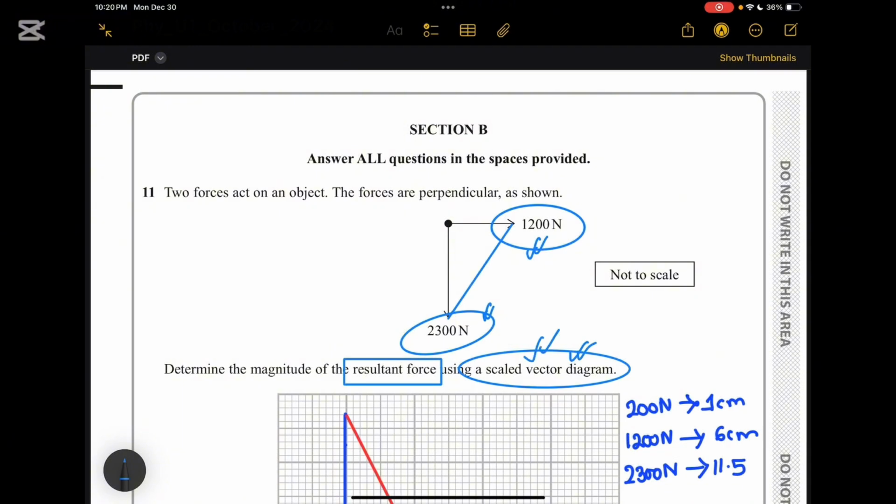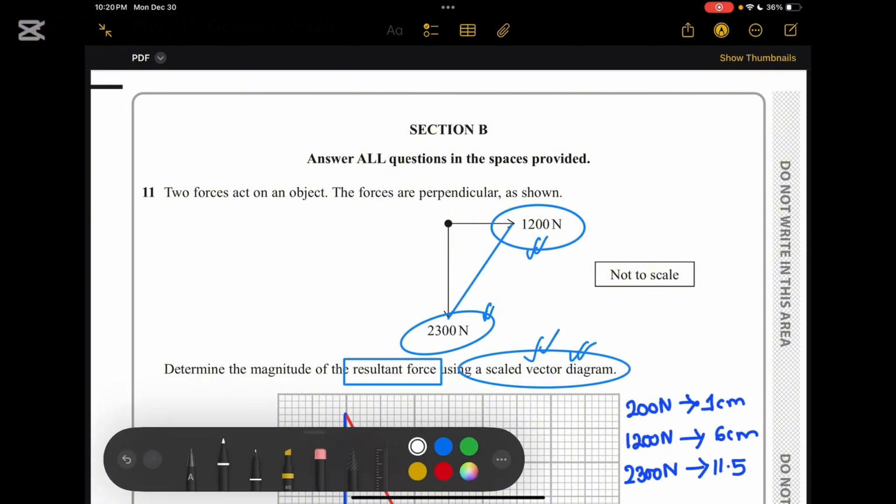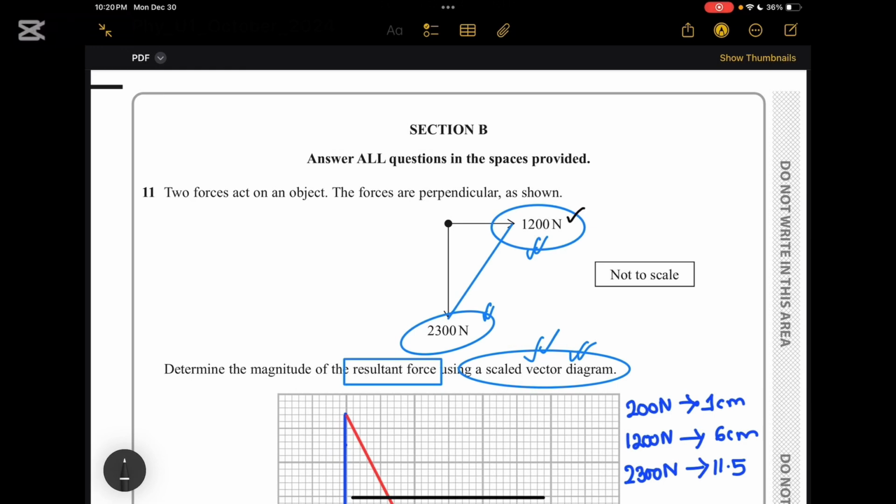So here, what we have done is, they have given us 1200 Newton and 2300 Newtons. So we have taken 200 Newton as 1 centimeter. If 200 Newton is 1 centimeter, then 1200 Newton becomes 6 centimeters, and 2300 Newtons becomes 11.5 centimeters. So now we will plot these two diagrams. Come on, let's do it.